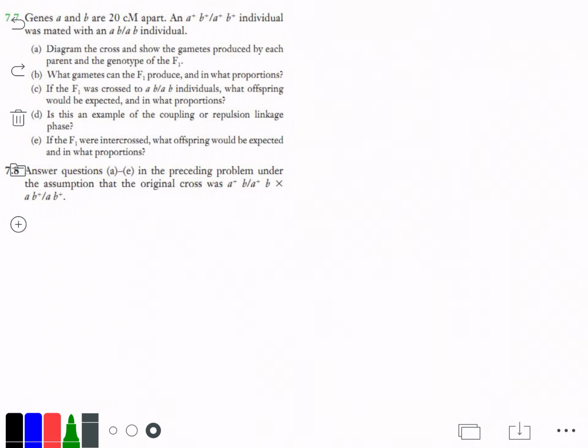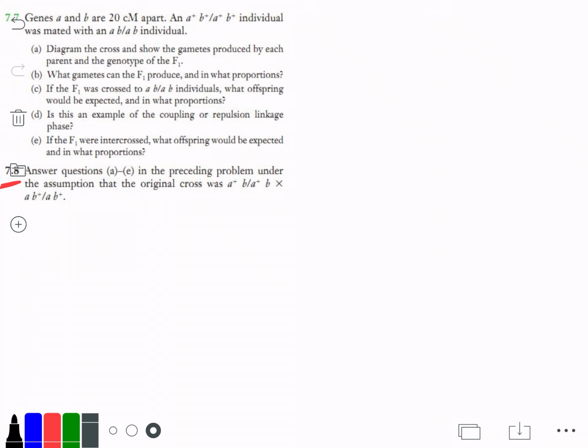Hi everybody. Today I'm going to show you a 2-point test cross problem. This is taken from the textbook, and we're going to do problem 7.8. 7.7 is answered in the back of the book, so I would suggest after you look over this video and see how I do 7.8, you go back and try 7.7 and see if you can get it to work out.